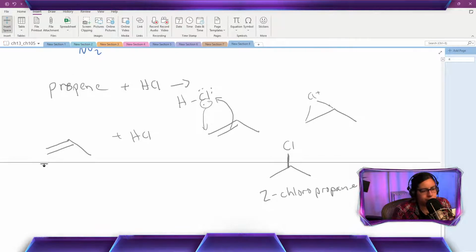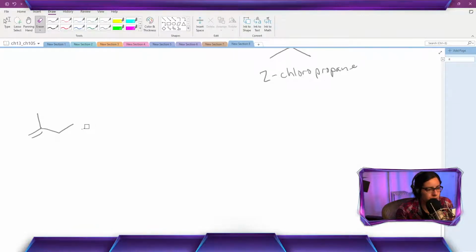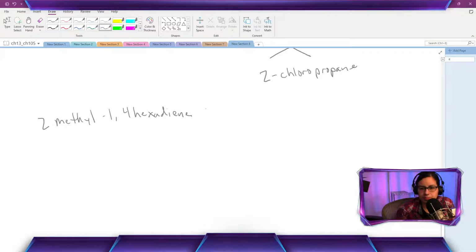I just wanted to point out this reaction here. I guess let's back this up for a second. So it gives us 2-methyl-1,4-hexadiene plus bromine. Let's first start with just drawing what we're working with. So we have 1,4-hexadiene, so we should have 6 carbons: 1, 2, 3, 4, 5, 6.